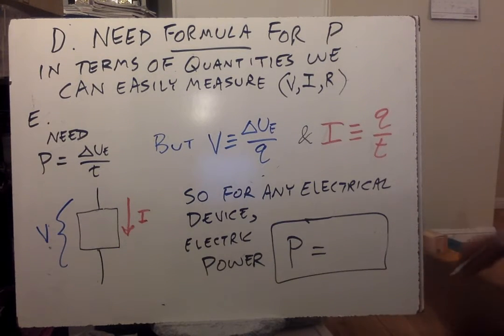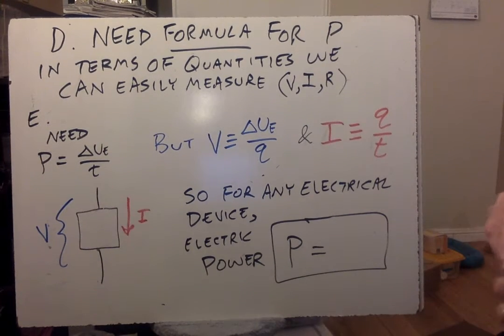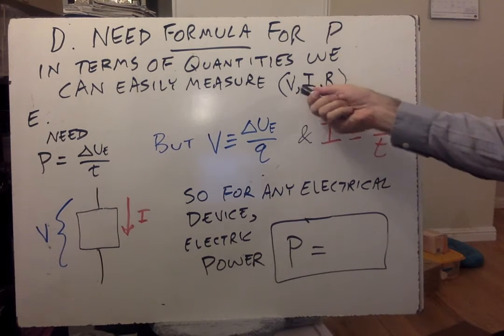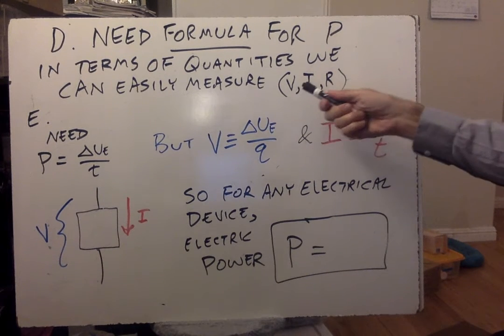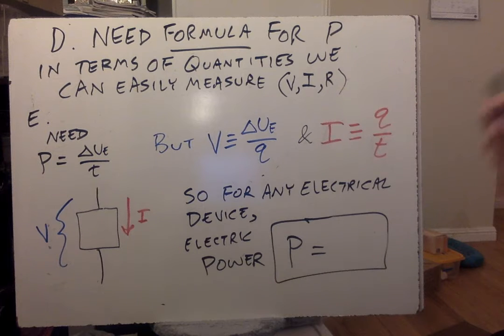All right, so what the electrical engineer would like is not to have to build some complicated device that will measure power somehow directly. Is there a way to take the quantities that we already can measure easily, voltage, current, and resistance, using our multimeters, voltmeters, ammeters, and so forth, and use those quantities to calculate the power simply, without having to build some new machine that measures electric power?